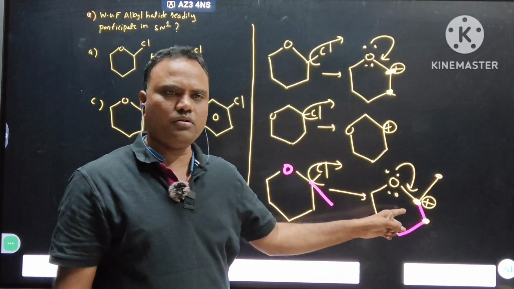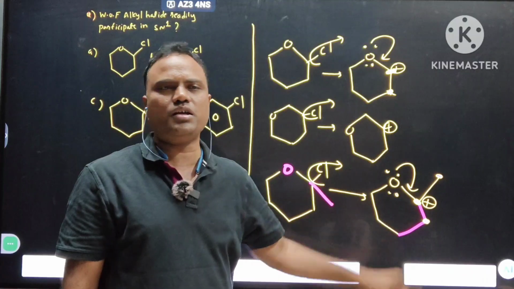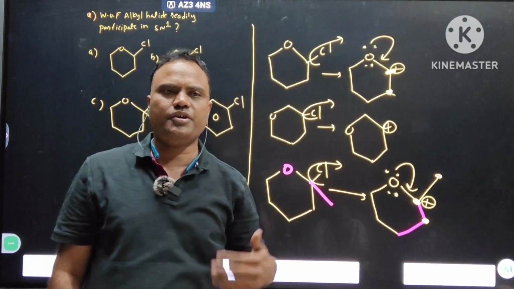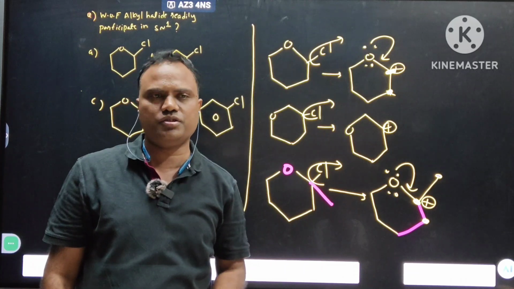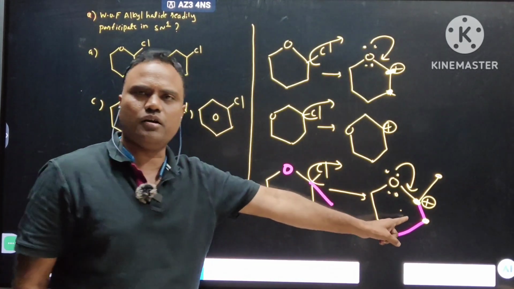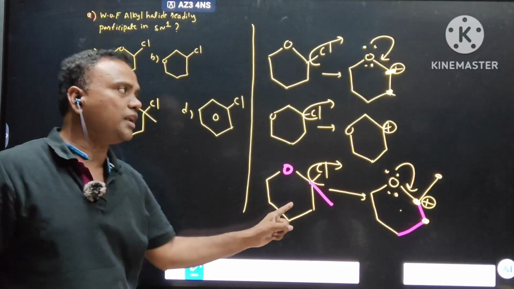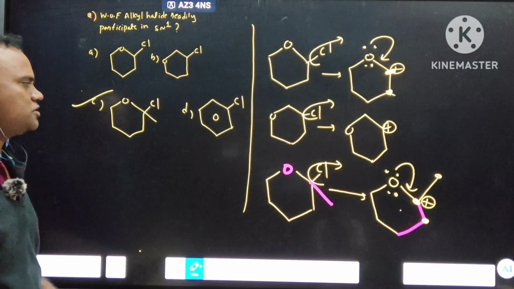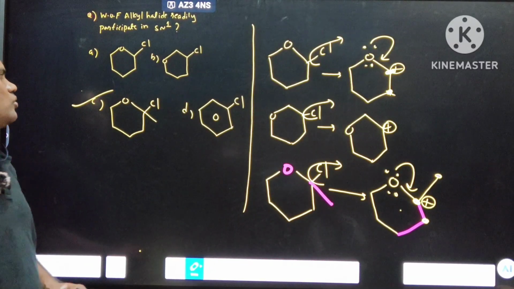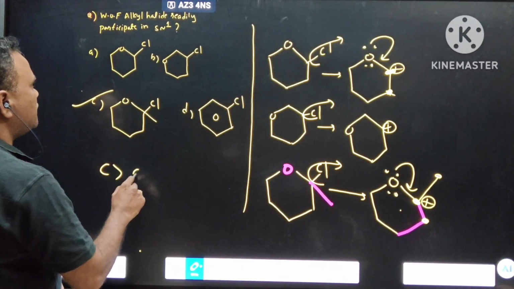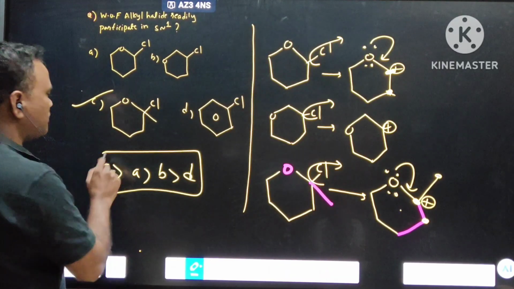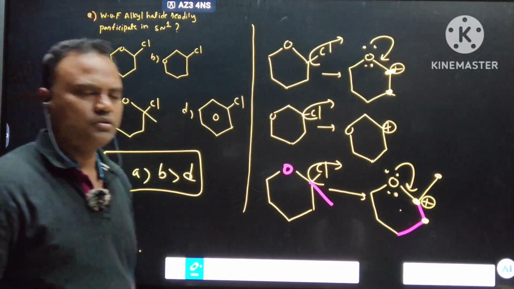Now this is stable: resonance is present as well as 2 degree. Next, here resonance is present. Watch the videos on how to find in which resonance is present and in which it is not. So this is the more stable carbocation formed by this alkyl halide, so it readily participates in SN1 reaction. So what is the overall order? C greater than A greater than B greater than D. D is least reactive because that is an aryl halide.